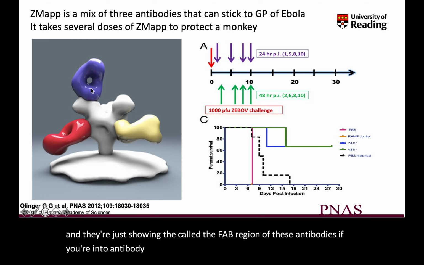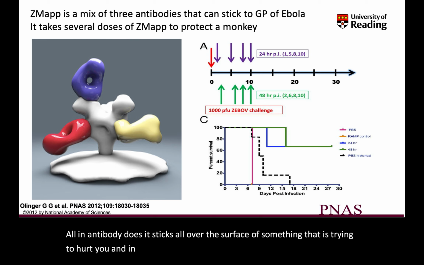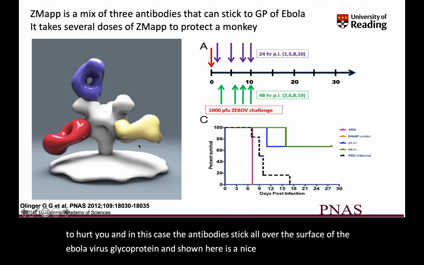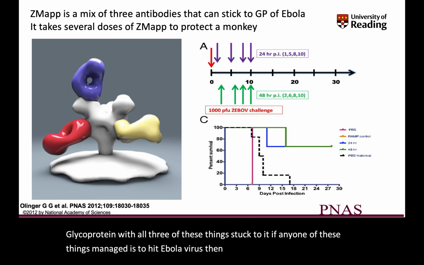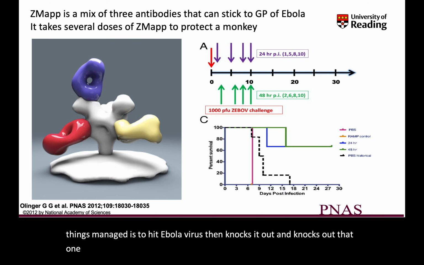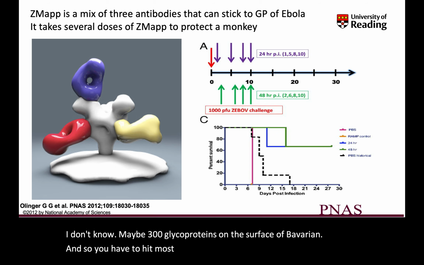All an antibody does is it sticks all over the surface of something that is trying to hurt you. And in this case, the antibodies stick all over the surface of the Ebola virus glycoprotein. Shown here is a nice model of the Ebola virus glycoprotein with all 3 of these things stuck to it. If any one of these things manages to hit Ebola virus, then it knocks out that one glycoprotein. But again, you've got something like 100, maybe 300 glycoproteins on the surface of a virion. And so you have to hit most or possibly even all of those to actually have an effect.